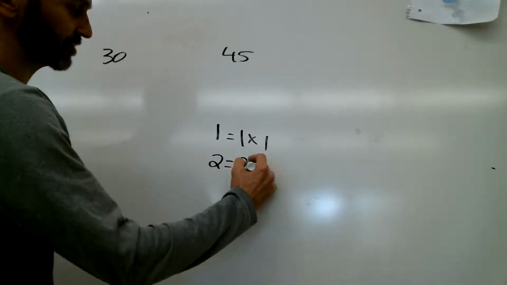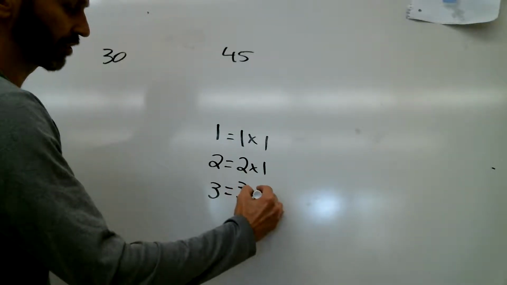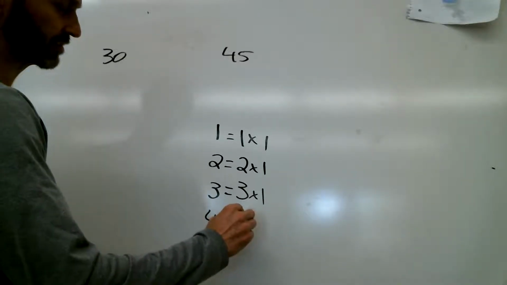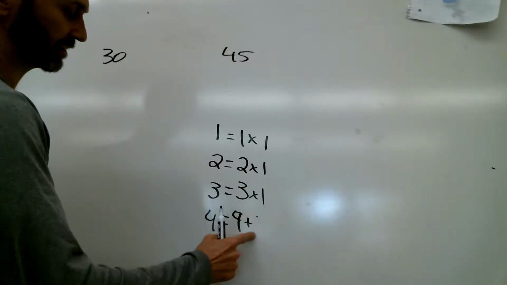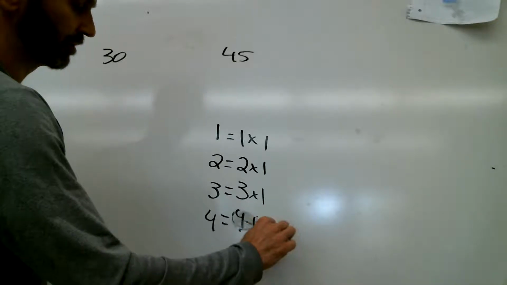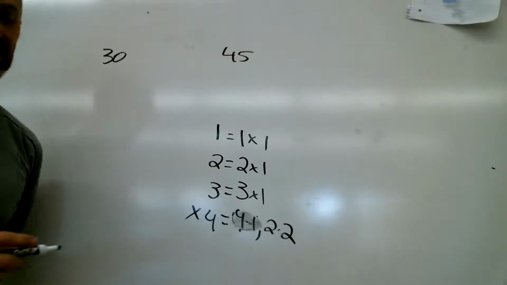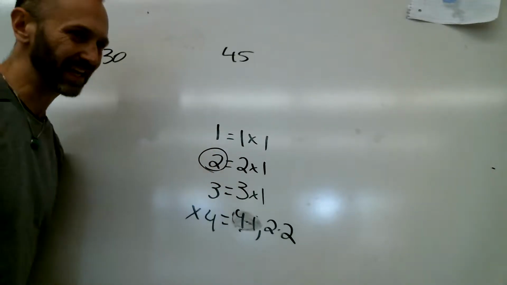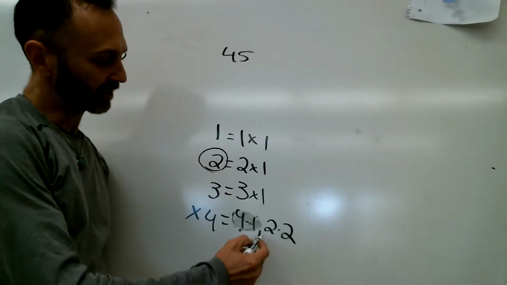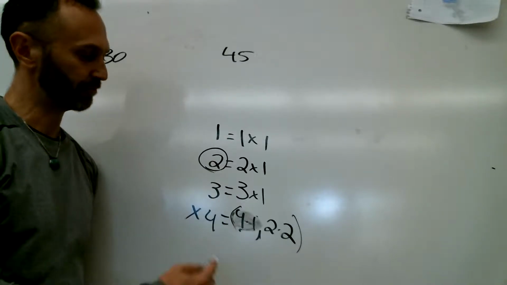2. Factors of 2 are 2 times 1. 3. Factors of 3 are 3 times 1. 4. Well, I can still do 4 times 1, but I can also do 2 times 2. So number 4 is not a prime number. Just so you know, number 2 is the only even number that is prime. All the rest are composite. Composite means they have more than one factor, more than one friend.